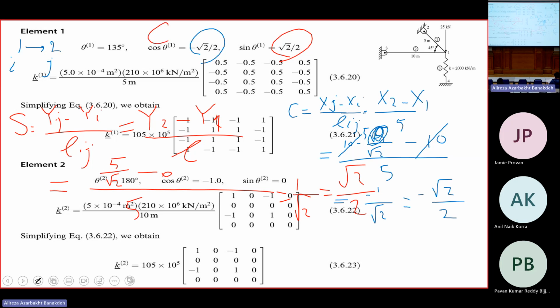So this is C, this is S. When you have C and S, you only need to calculate EA over L and multiply it by this 4 by 4 matrix, which you have the formula C², CS, minus CS, etc. Does it make sense? You should do the same for element number 2.